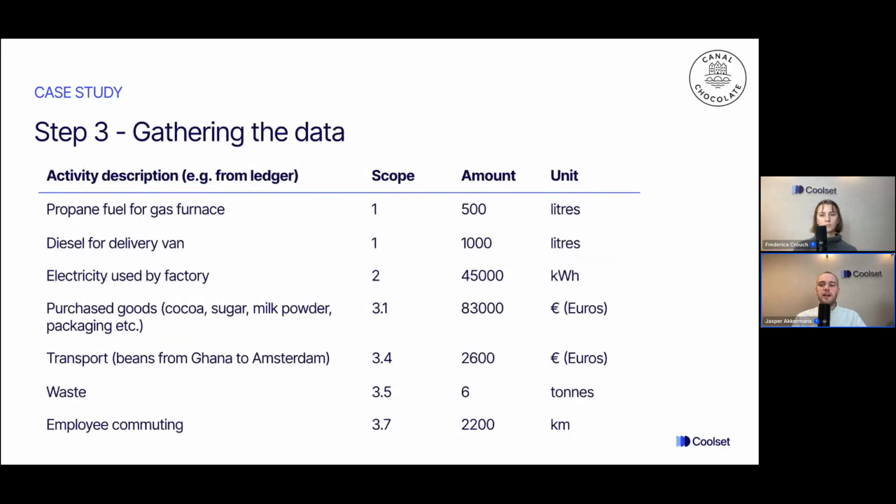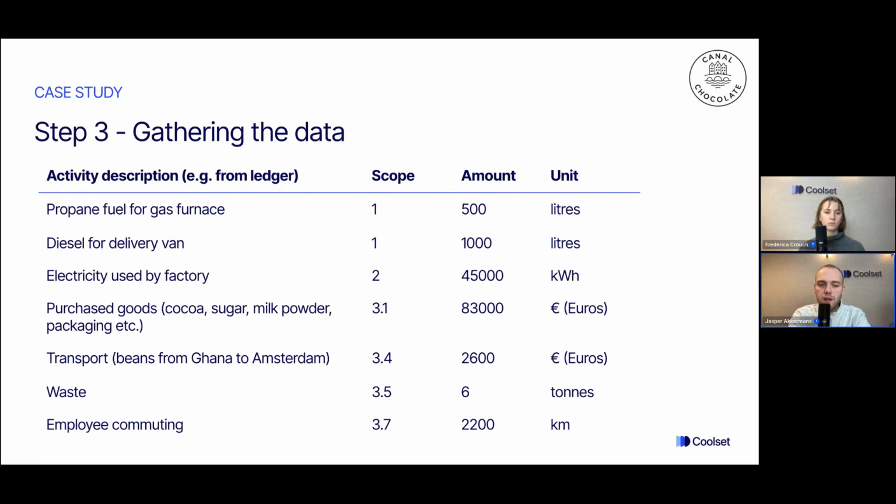Step 3, here it gets more practical. So here we look at the actual data input. For example, we have some ledgers, which are financial data categories. Here we're looking, for example, at propane fuel for gas furnacing, which is scope 1, and they have 500 liters. I won't go through all of these, but just to give you some example, the 4th one from the top is purchased goods. So for example, cacao, sugar, milk powder, packaging, etc. This is scope 3.1, and here they spend 83,000 euros.